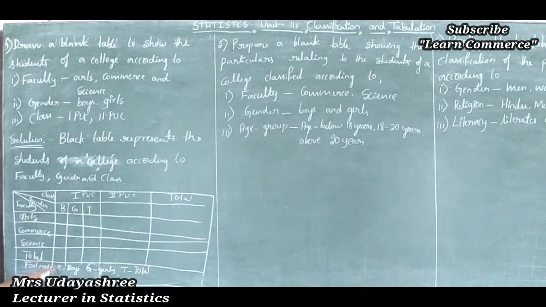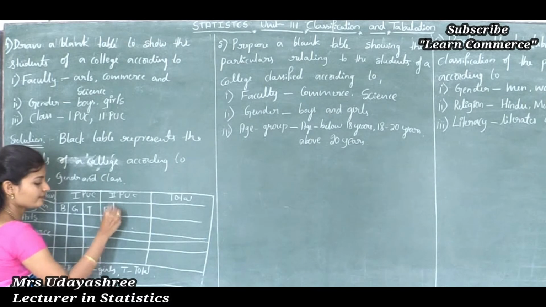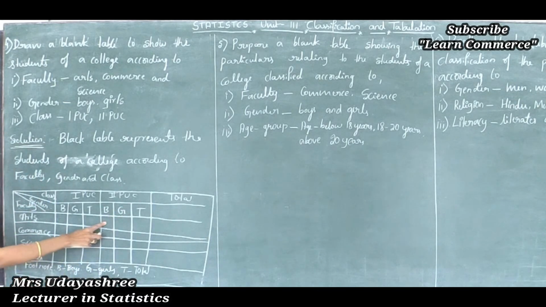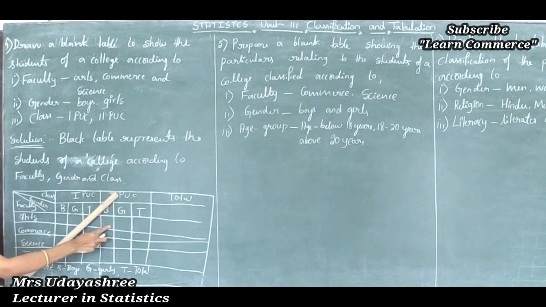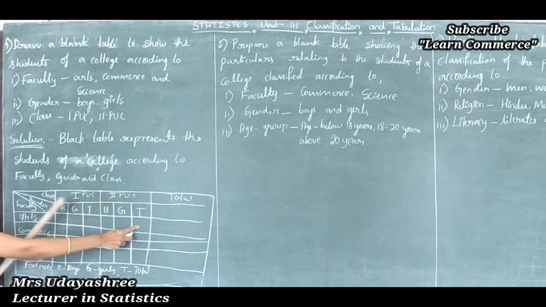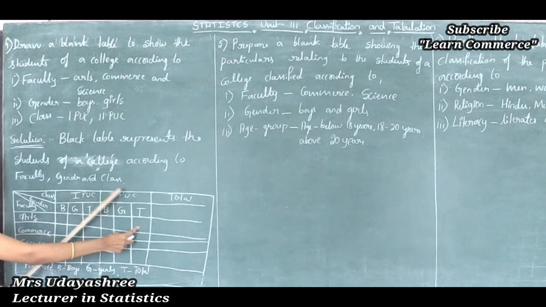This column indicates the total number of boys in first PUC, this the total number of girls in first PUC, and this the total number of students in first PUC. Like that, for second PUC I will write gender: boys, girls and total. This cell indicates arts boys in second PUC, this arts girls in second PUC, and this the total number of arts students in second PUC.